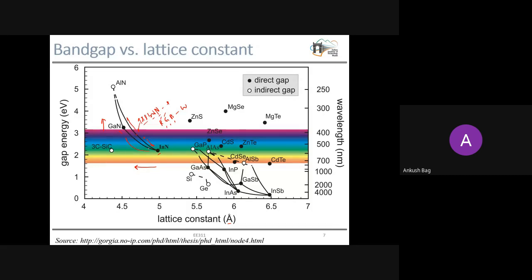I am only discussing this nitride. Why is this nitride? Because this group 5 element here is nitrogen. Similarly, this is arsenide material, so group 5 is arsenide.